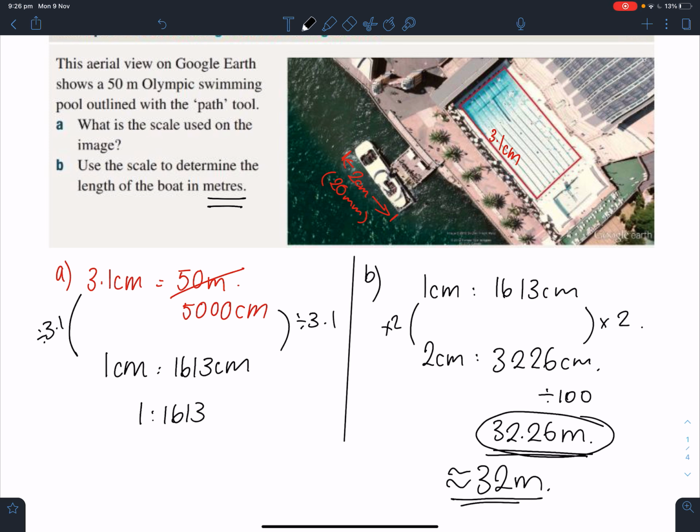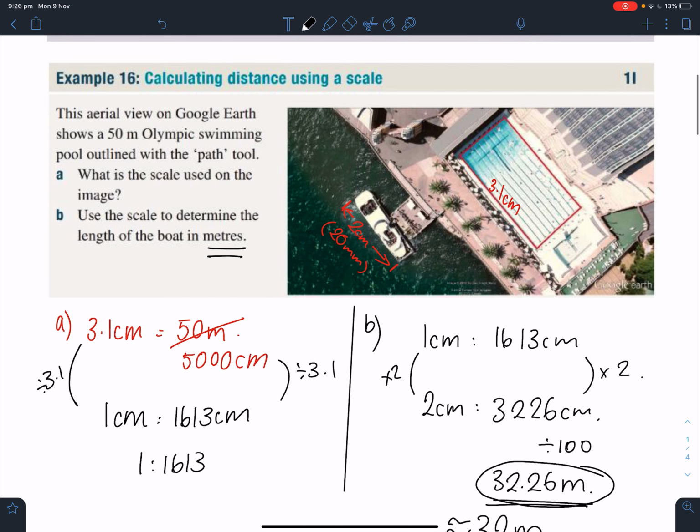Okay, so you won't lose any marks. Okay, so that's that first one on perimeter.